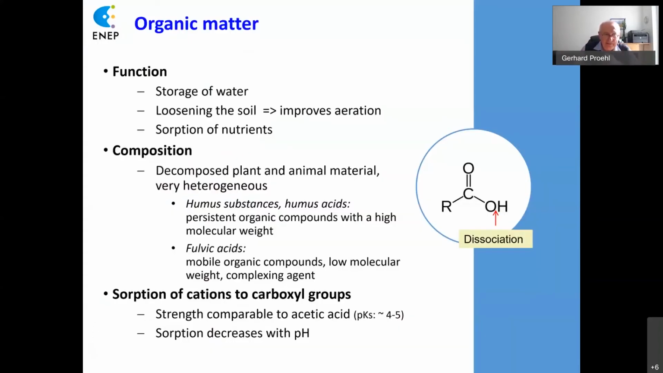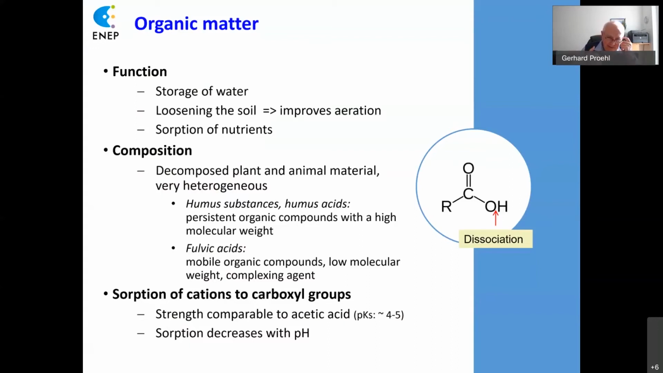The organic matter is also a key component in soils. It has a very important function regarding the storage of water, and also the loosening of soils to improve aeration, to have enough porosity in the soil, and also for absorption of nutrients.